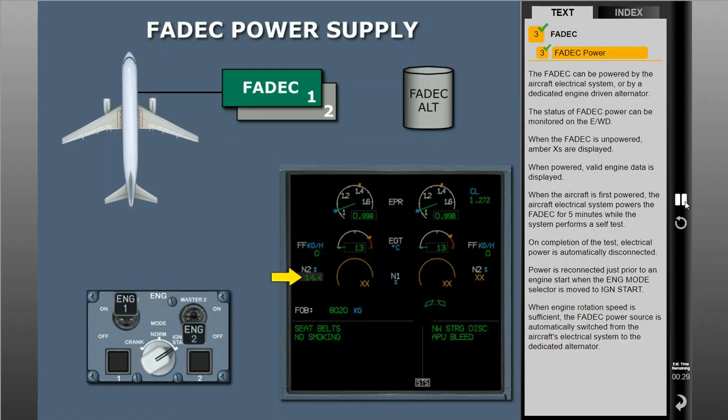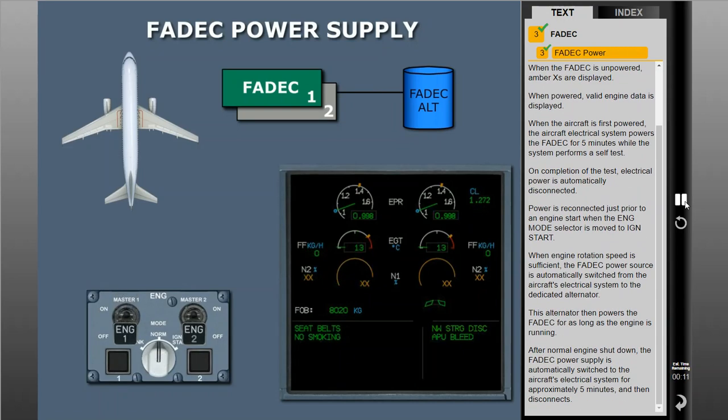When engine rotation speed is sufficient, the FADEC power source is automatically switched from the aircraft's electrical system to the dedicated alternator. This alternator then powers the FADEC for as long as the engine is running. After normal engine shutdown, the FADEC power supply is automatically switched to the aircraft's electrical system for approximately 5 minutes and then disconnects.